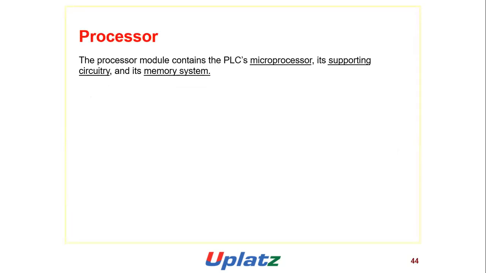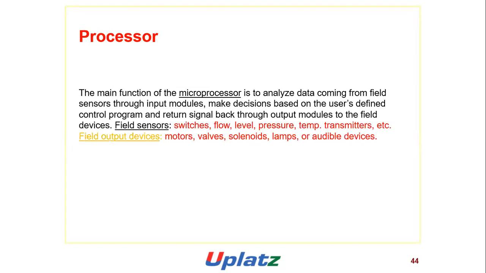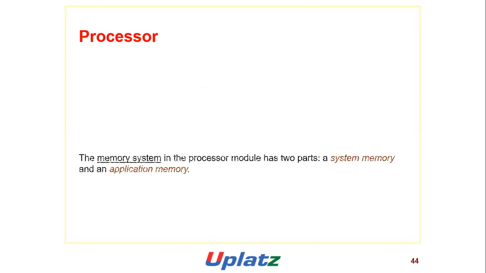Processor. The processor module contains the PLC microprocessor, the supporting circuits and its memory system. The main function of the microprocessor is to analyze data coming from the field sensors through input modules, make decisions based on the user's defined control program, and return signals back through output modules to the field devices. Field sensors: switches, flow, level, pressure, temperature transmitters, etc. Field output devices: motor, valve, solenoid, lamps, and audible devices.